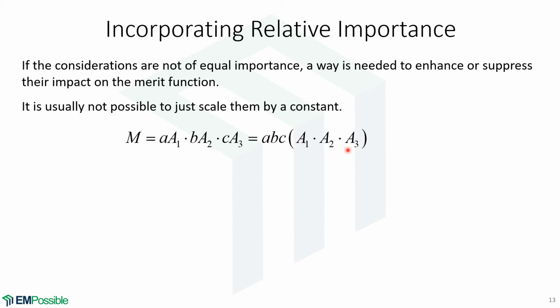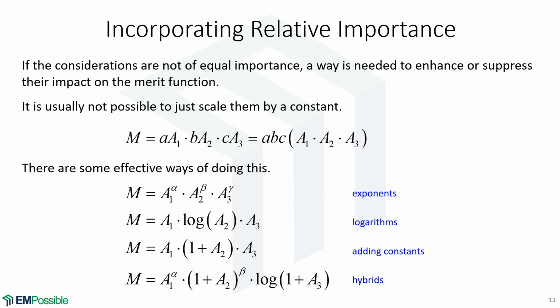It's not that, this is doing nothing to help convey the relative importance of this. So that's not a good way to do it. How do we do it then? Well, there's a bunch of ways. We can use exponents to convey relative importance. We can take logarithms to sort of suppress the importance of this variable. We can also add constants.